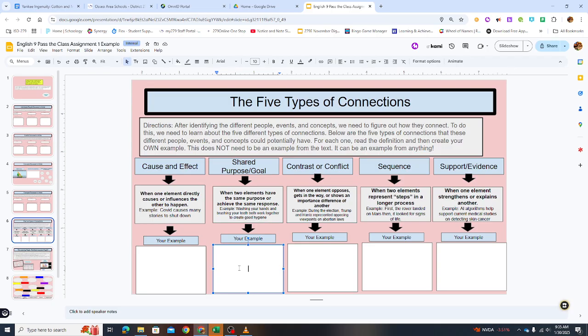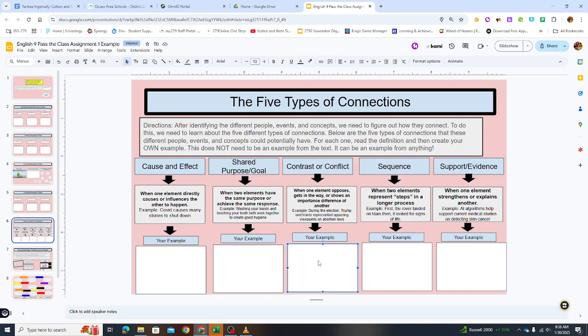So it could be 2 people that are working for the same thing. The example here says washing your hands and brushing your teeth. They both work together to create good hygiene. So it could be 2 people, it could be 2 events, it could be an event and a person, doesn't matter, just 2 things that they kind of want the same thing or they result in the same thing.